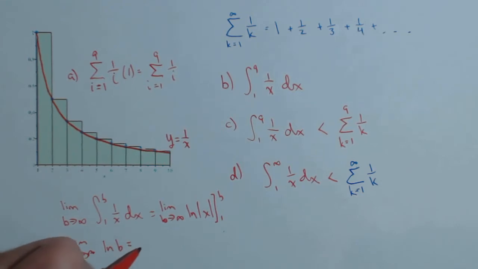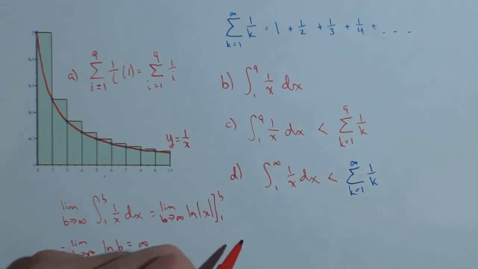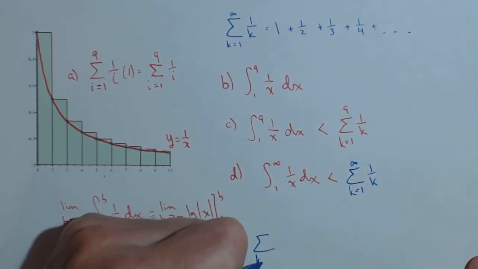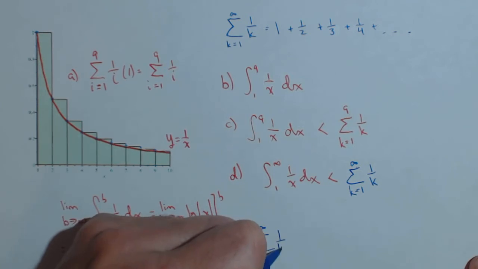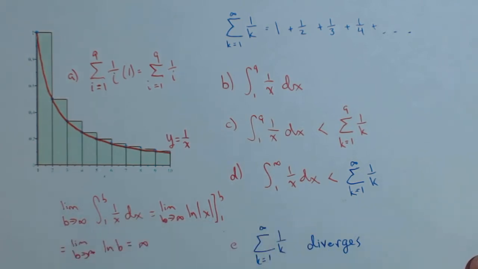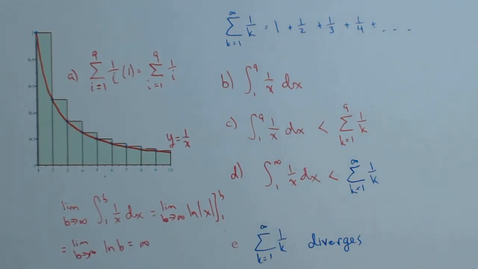As b goes to infinity, ln of b goes to infinity, so this limit does not exist. This improper integral diverges. Well, if our improper integral diverges, and this is greater than something that diverges, then we have to conclude that this series, our harmonic series, diverges. And what we're going to see is that we're going to be able to call this the integral test in using improper integrals to determine whether or not a series converges or diverges.